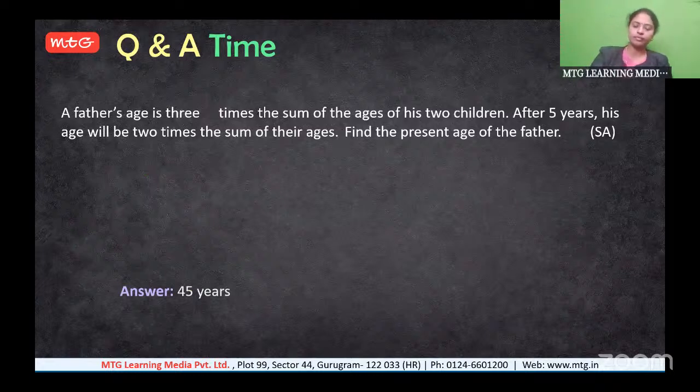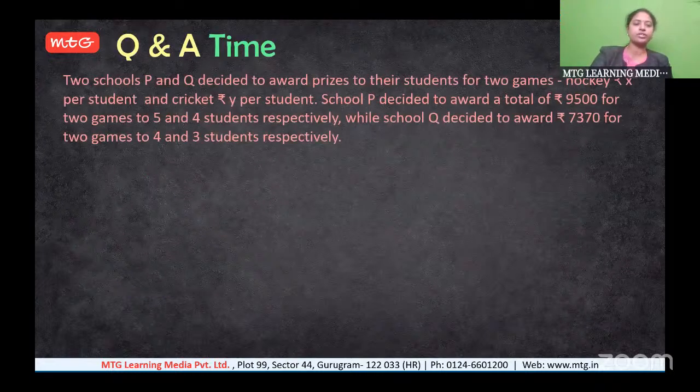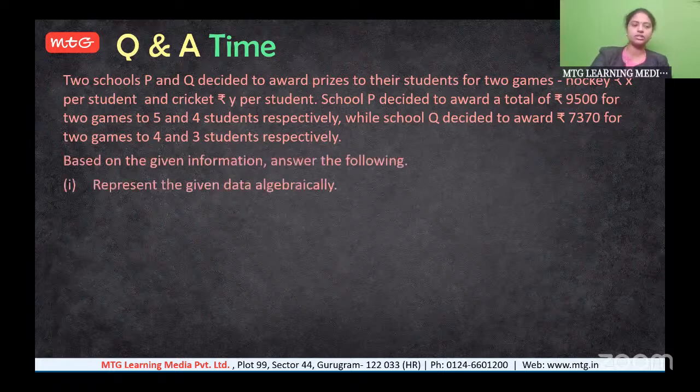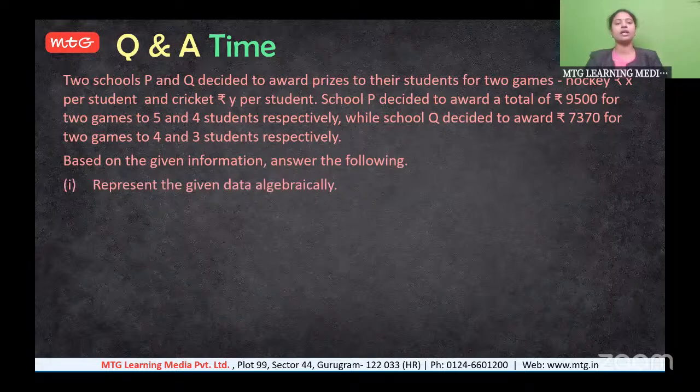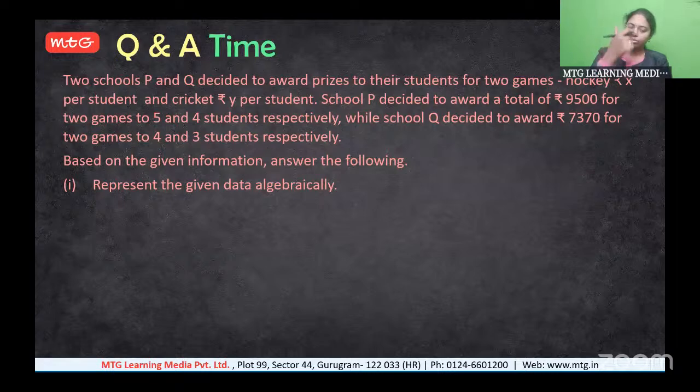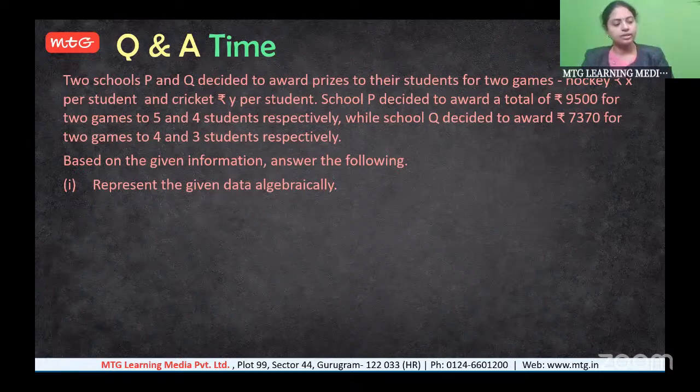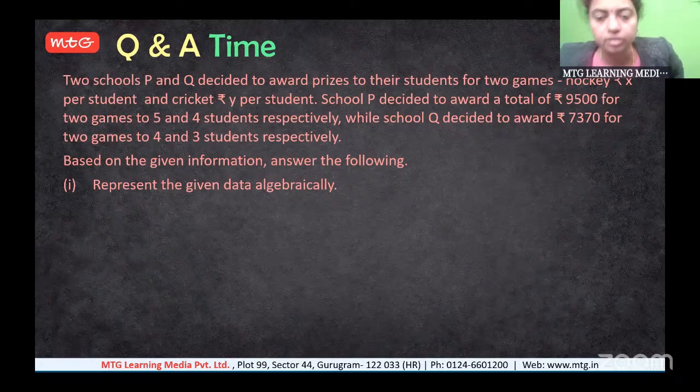Okay. Let's move on to a case study question. Here we have two schools, P and Q. Okay, let me give out the question. Based on this, you are supposed to solve the first question, which is here. Represent the given data algebraically. That is, you have to frame the two linear equations based on the given data. It's about the price of the award which is given to the students who are playing cricket and hockey.